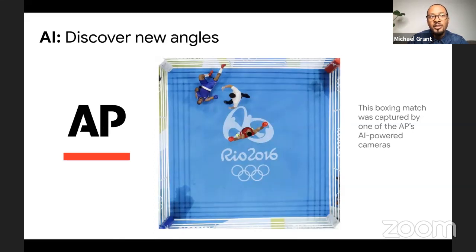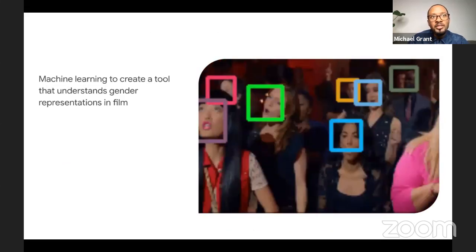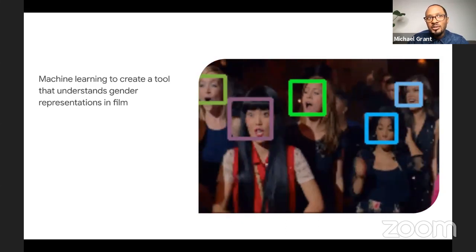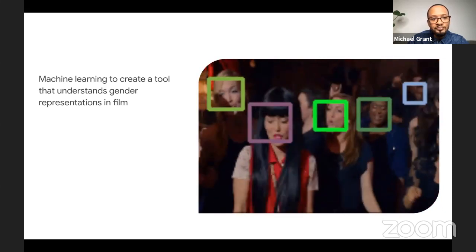The AP is also using this to smartly analyze what parts of the ring will yield a really great photo. And so this boxing match was captured by one of AP's AI powered cameras. And in 2016, Google worked with USC and the Geena Davis Institute to build a tool that would help measure gender bias in film.